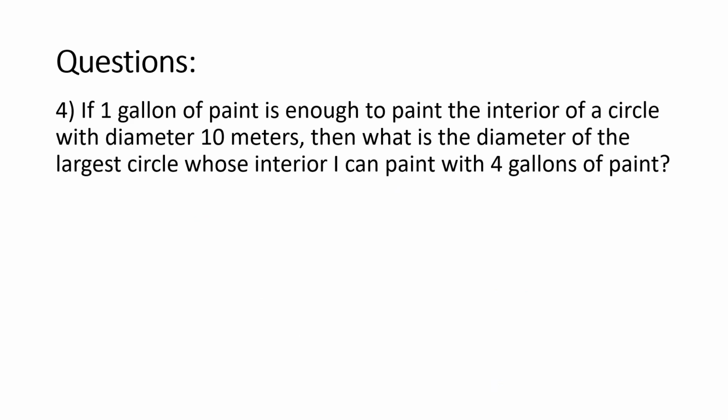Question number 4. If 1 gallon of paint is enough to paint the interior of a circle with a diameter of 10 meters, then what is the diameter of the largest circle whose interior I can paint with 4 gallons of paint? Okay, for the first area, the diameter is 10 meters. For the area of a circle, we have pi r squared. The diameter is 10, so the radius is half of that, which is 5. So the area is pi multiplied by 5 squared.